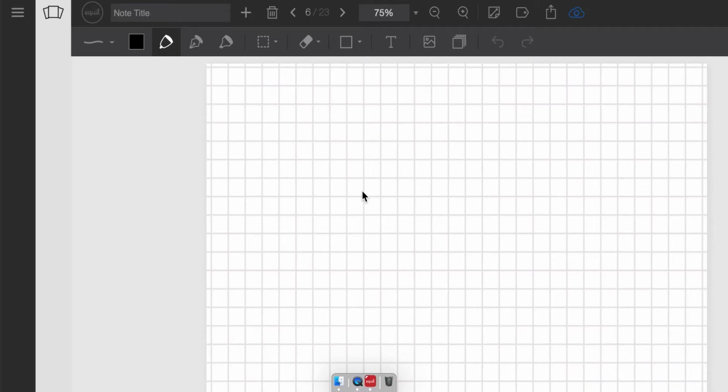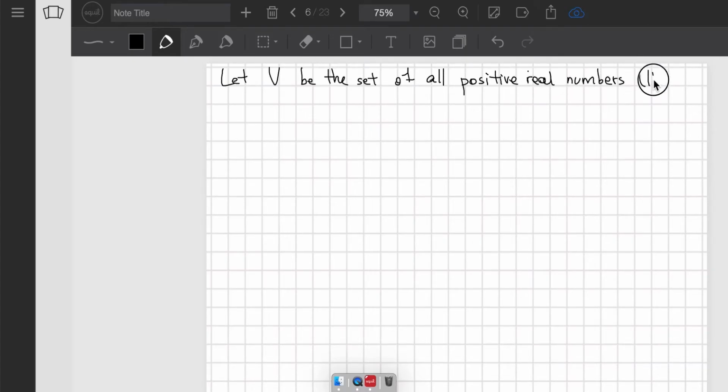Today we'll be seeing an example of a set that is a vector space, and we'll actually prove that it is indeed a vector space. So let V be the set of all positive real numbers. You could also denote it as R plus if you took real analysis.